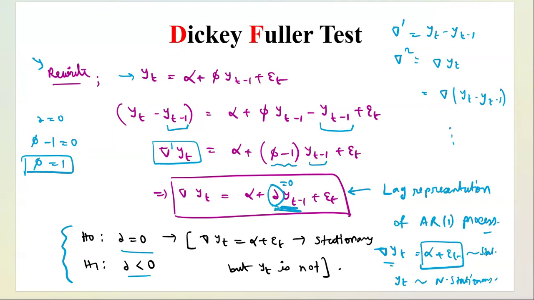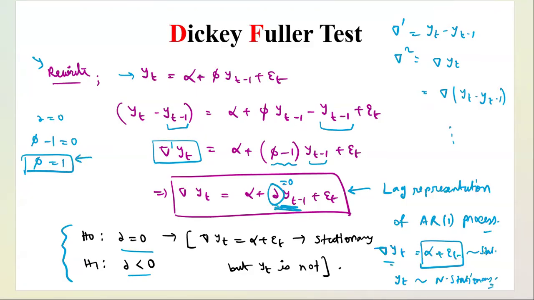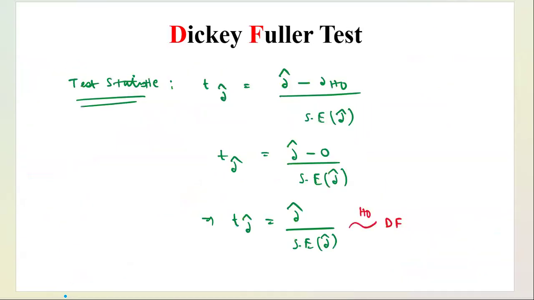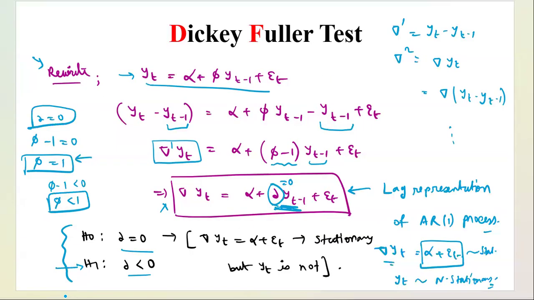Why is this non-stationary? Because phi equals 1. Delta equals 0 means, in the original AR1 process, which is not the lagged version, if you put phi equals 1, it becomes a random walk model, and a random walk model is always non-stationary because it has a unit root. And the alternative hypothesis here will be delta less than 0, which is the same thing: phi minus 1 is less than 0, so phi is less than 1. Again, the alternative is phi less than 1. So this is the entire thing about the Dickey Fuller test.